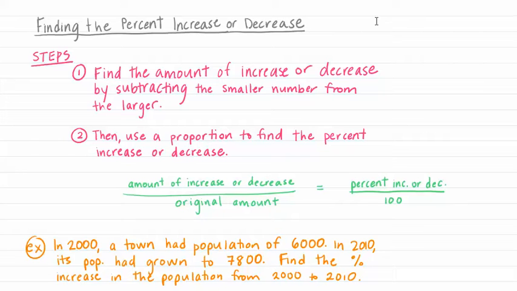Finding the percent increase or decrease. The steps outlined by Alex in your textbook give you two steps. The first is that you find the amount of increase or decrease by just subtracting the smaller number from the larger one. The second is to use a proportion to find the percent increase or decrease. The formula is the number you get from step 1 in the numerator of this fraction over the original amount, and that's equal to the percent increase or decrease over 100.